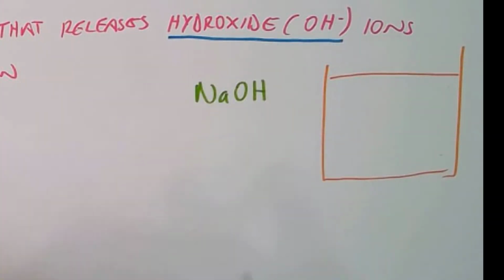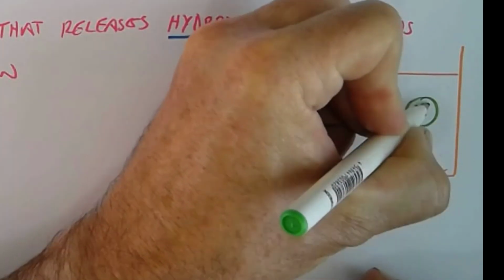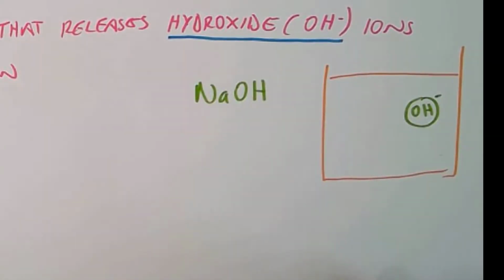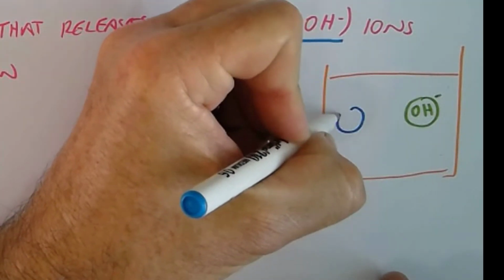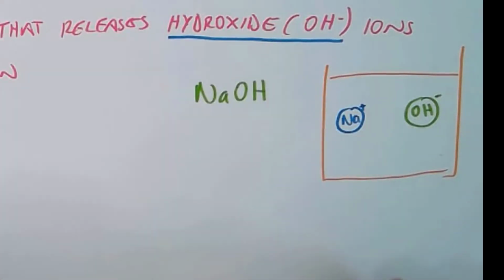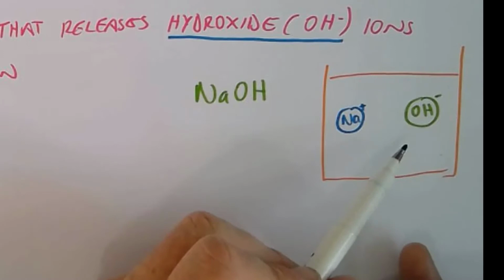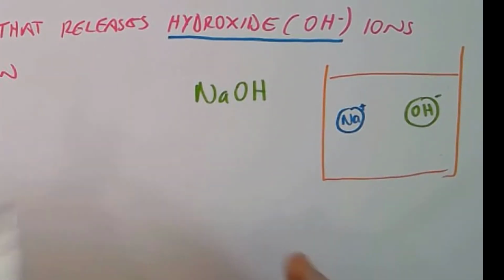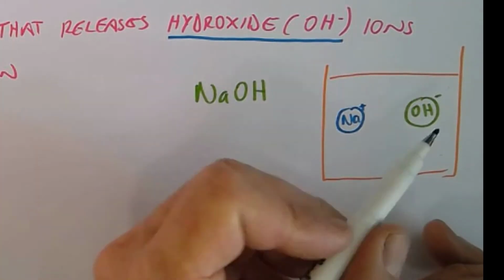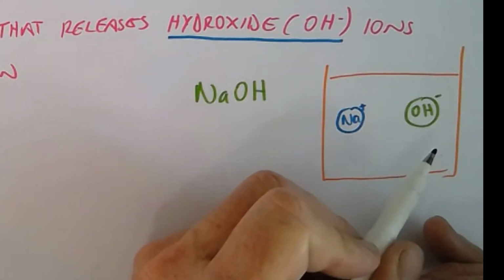So when we put sodium hydroxide into the water, we release hydroxide ions and sodium ions. So sodium is Na+, and hydroxide is OH-. So that's what a base is. When you put a base into water, an aqueous solution, it releases hydroxide ions.